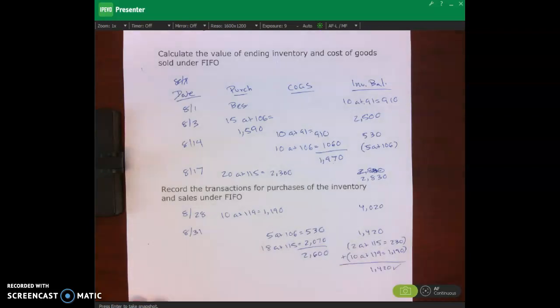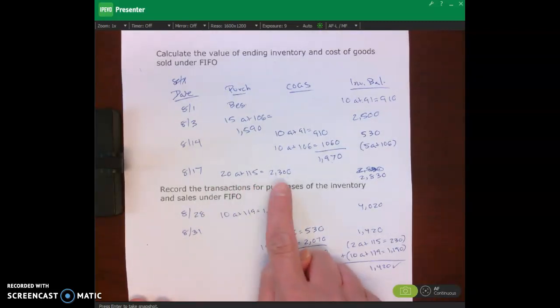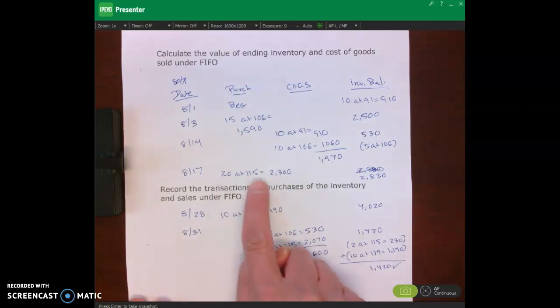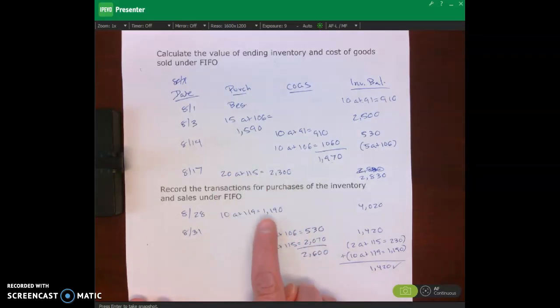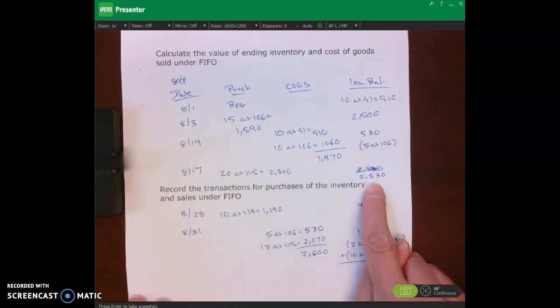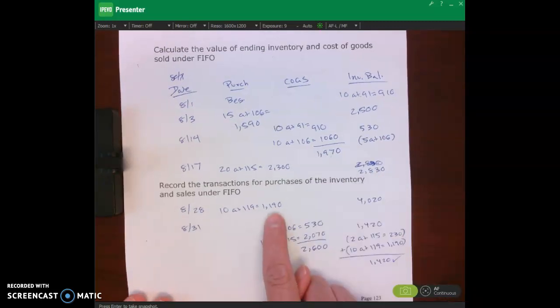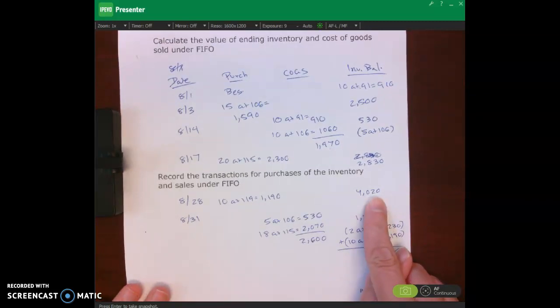And again, the way that I got to this cost is it says that we purchased 20 at a total cost of $2,300. How did I get 115? I just divided 2,300 by 20 to back into 115. Same thing over here. It says bought 10 bikes at a total cost of $1,190. 1,190 divided by 10 means we bought each bike for $119. Okay, so then we add that to our 2,300 plus the 530 gives us our inventory balance as of the 17th of 2,830. 2,830 plus our 1,190 gives us an inventory balance of 4,020.